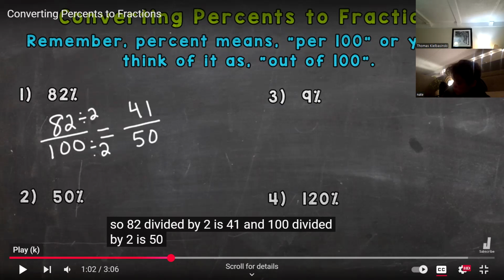So what's 38 divided by 2? It's 19. 19 would be the top number. Then 100 divided by 2 is 50. So it's 19 over 50. Is there any other number that you can think of that 19 and 50 both go into?